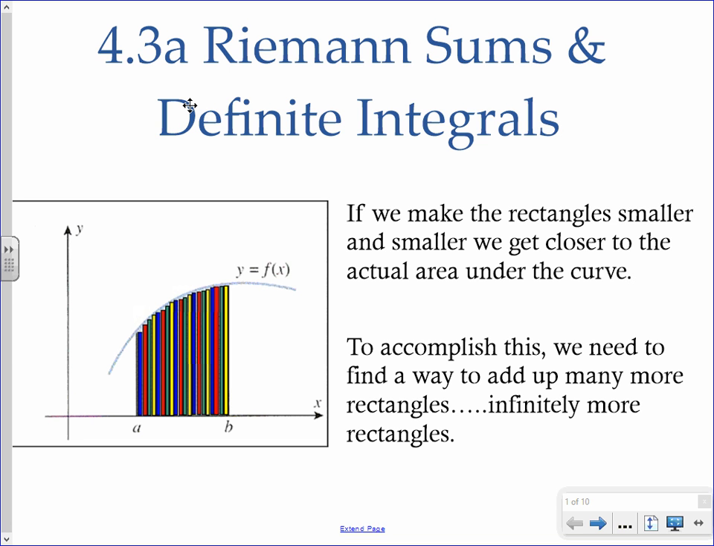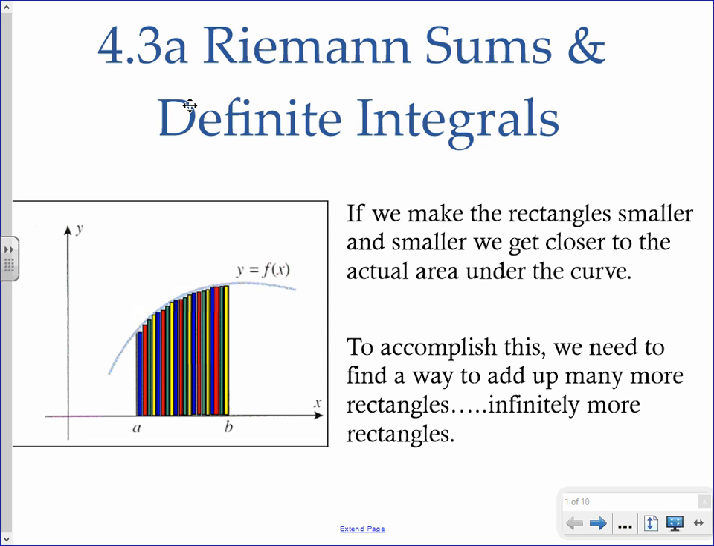So, what we're actually going to do is we are going to add up an infinite amount of infinitely small rectangles. We're going to take these rectangles and make them as small as we can, and we're going to add them up, and that is going to give us our exact area.